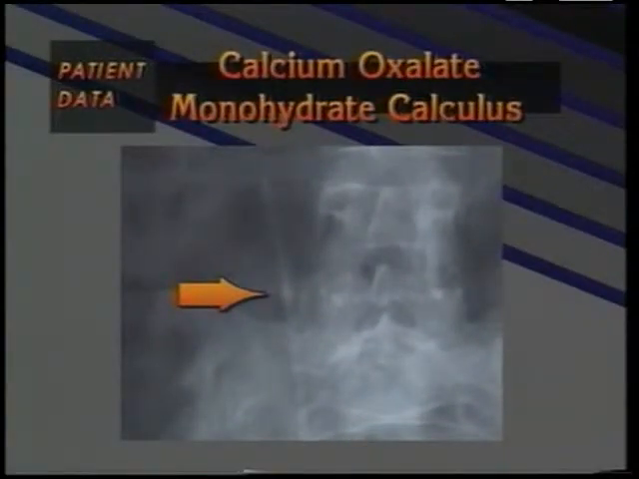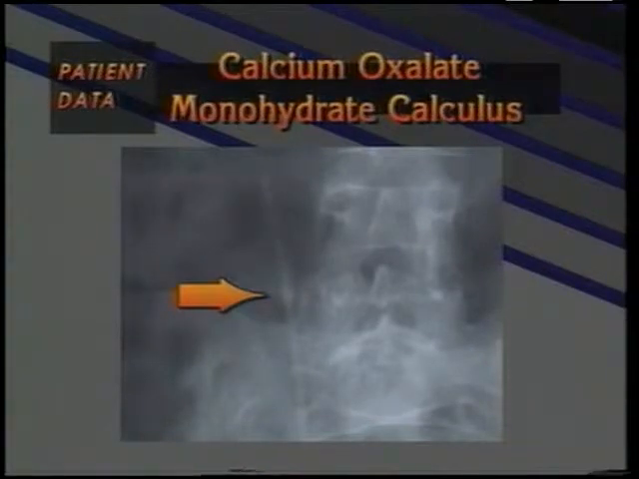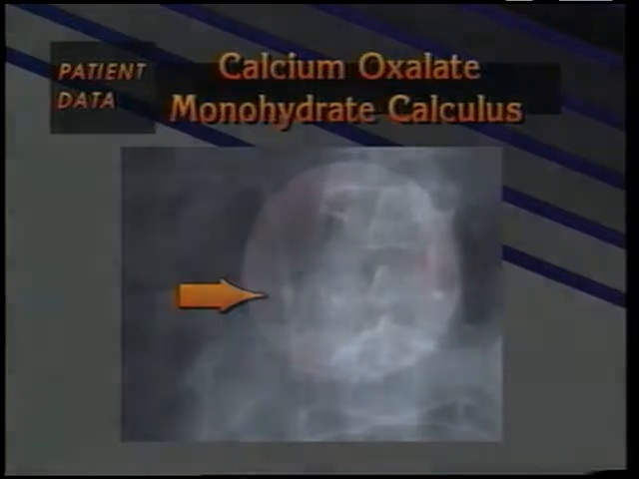A 62-year-old female developed flank pain and fever. On evaluation, she was found to have right hydronephrosis. A ureteral catheter was then placed beyond a mid-ureteral stone to provide drainage. After appropriate antibiotic therapy, the calculus was treated ureteroscopically.